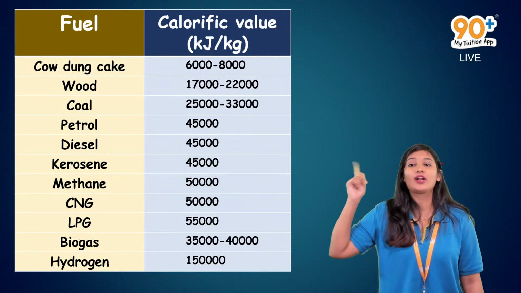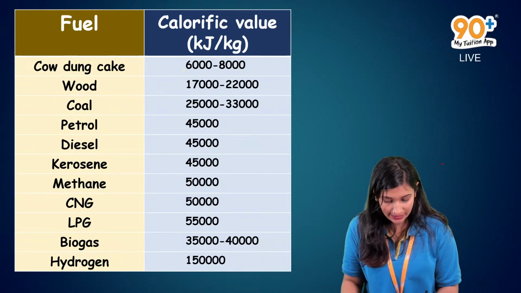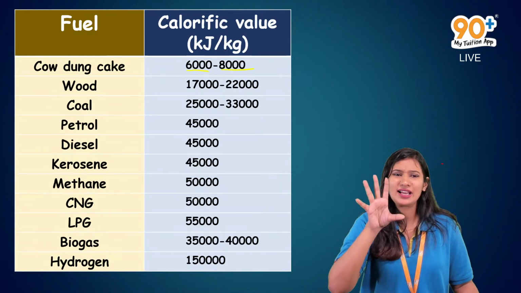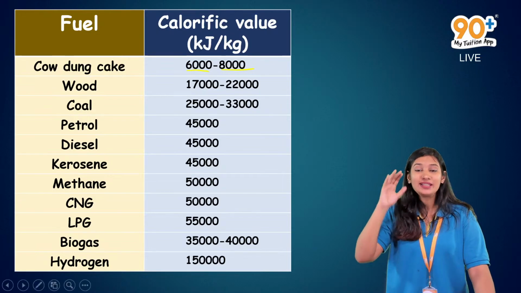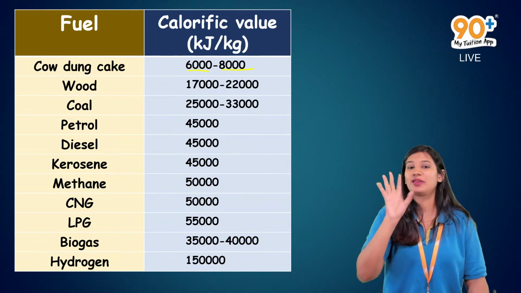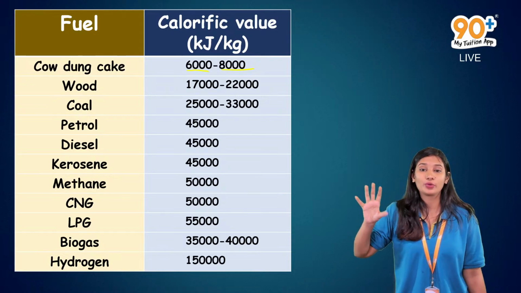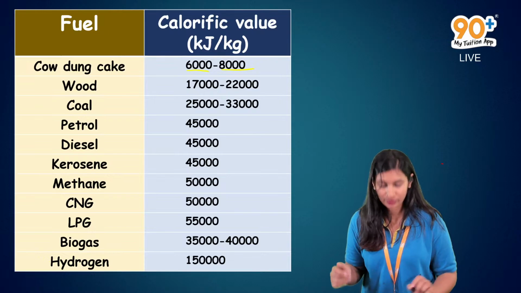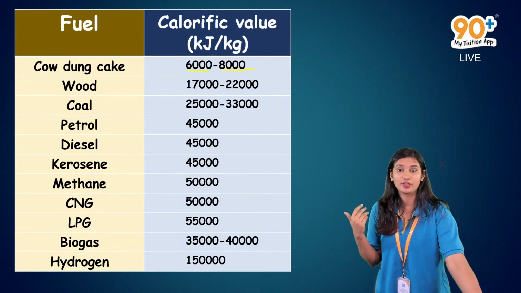So cow dung's calorific value ranges from 6,000 to 8,000. You don't have to learn the values by heart, but it will be helpful to note this order, because in previous years they have asked which is the fuel that has the highest calorific value. The answer was hydrogen. So note it down; they will ask for the fuel with highest calorific value among the following.